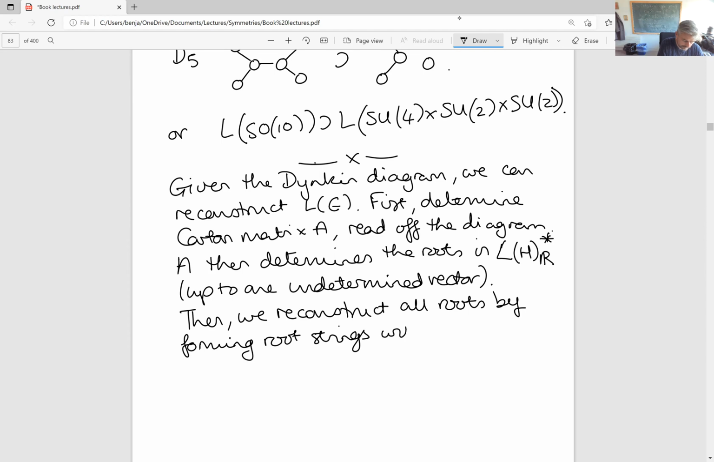And these have a length Lij, which is 1 minus Aj, and that this is some natural number. So let's give you an example of this reconstruction. Simple example. Let's take the Lie algebra of SU3.